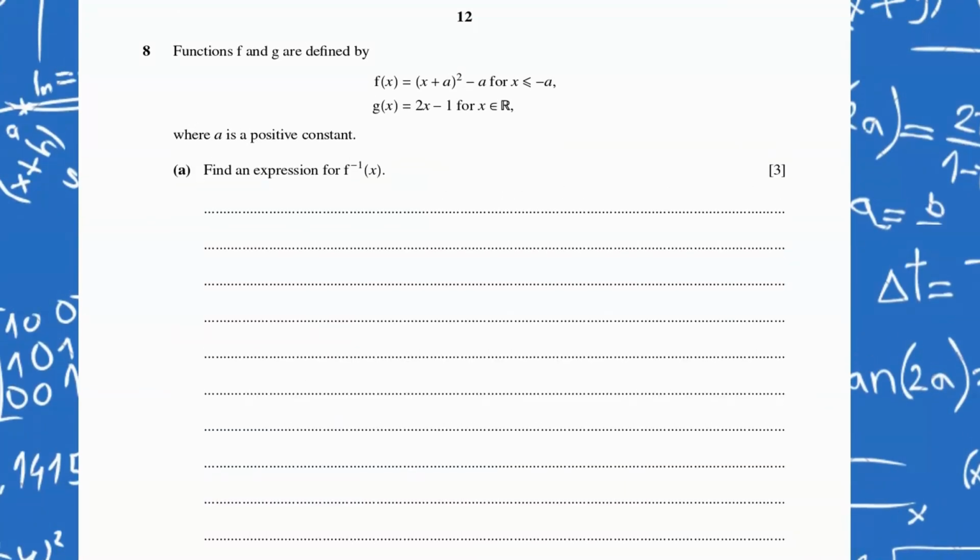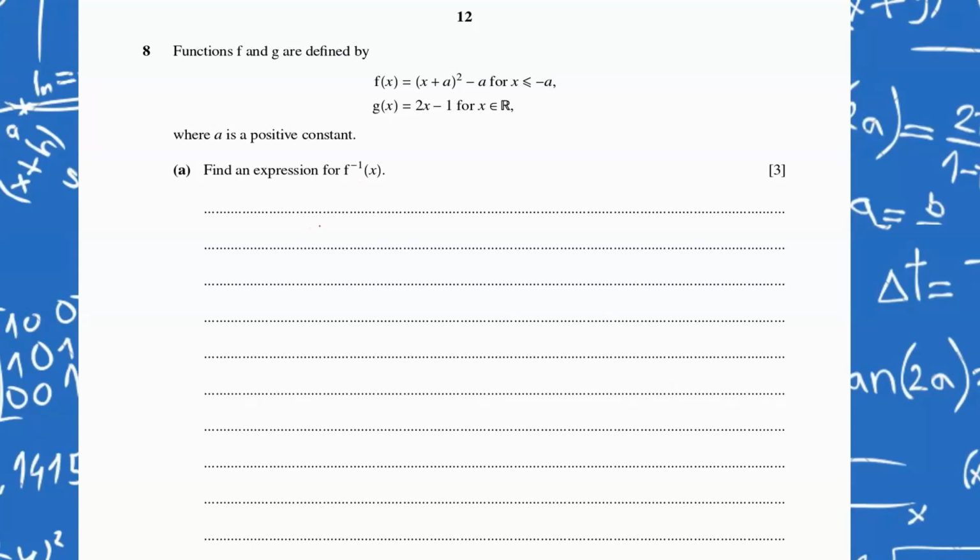On number 8, the question says, functions f and g are defined by f of x is equal to (x + a)² - a for x is less than or equal to -a, and g of x is equal to 2x - 1 for x an element of all real numbers, where a is a positive constant. So on part A, find an expression for f inverse of x.